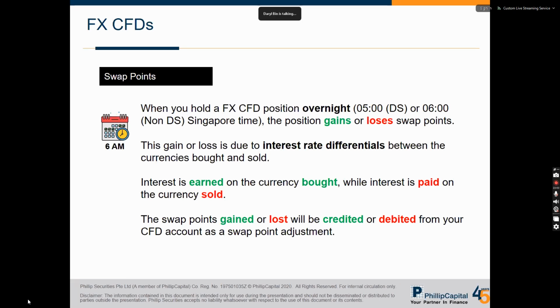Okay, so when you hold an FX position overnight, overnight being 5 a.m. for daylight saving and 6 a.m. for non-daylight saving, the position will gain or lose swap points. The gain or loss is due to the interest rate differential between the currency bought and sold. Interest is earned on the currency bought, while interest is paid on the currency sold. So the swap points gain or loss will be credited and debited from your CFD account as a swap point adjustment.